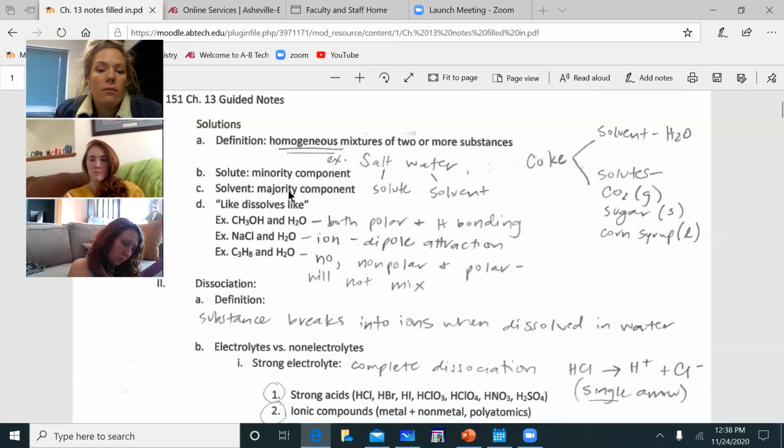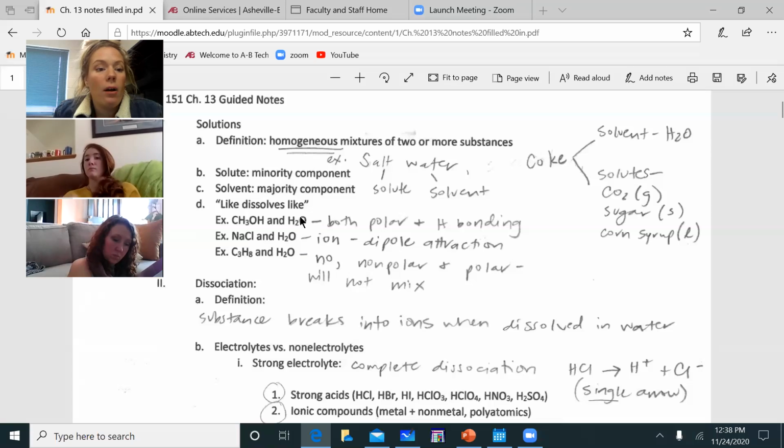We've already talked about this idea of likes dissolve likes. If we separate materials into being either polar or non-polar, polar things will be dissolved by polar solvents, and non-polar things by non-polar solvents. Whether something is polar or not depends on whether it has a dipole moment, or some sort of asymmetry in the structure. Water is a really good example of a polar material.